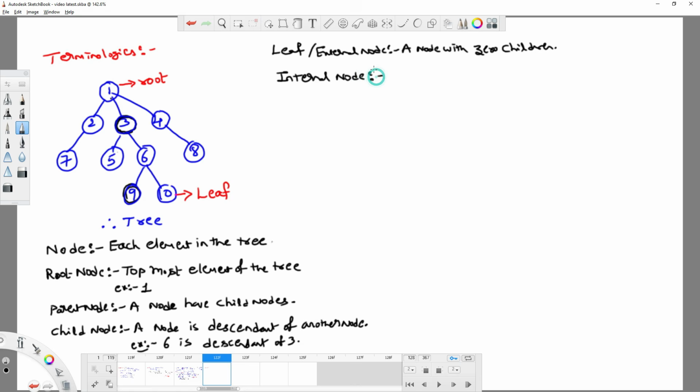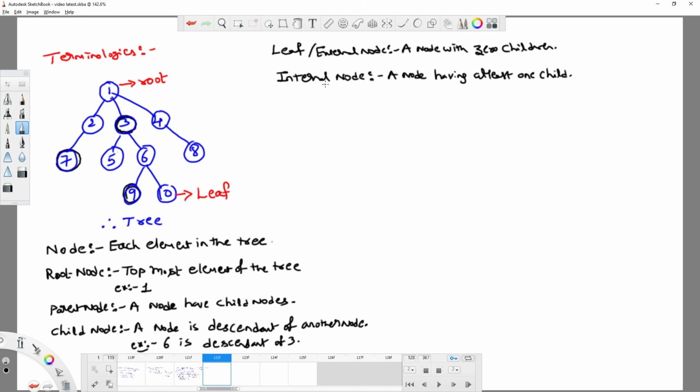Next one is the internal node. What is an internal node? A node having at least one child. Can I say it like that? If a node has at least one child. For example, can you say that 7 is an internal node? No. Because if it has at least one child, then it acts as an internal node.